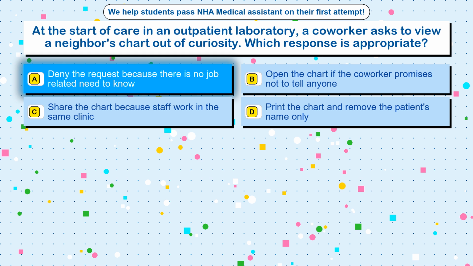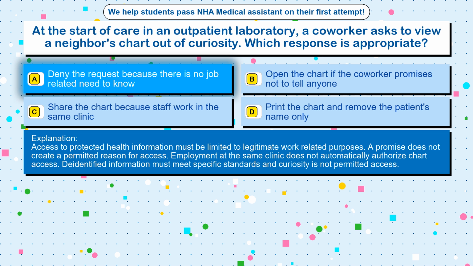Deny the request because there is no job-related need to know. Access to protected health information must be limited to legitimate work-related purposes. A promise does not create a permitted reason for access. Employment at the same clinic does not automatically authorize chart access. De-identified information must meet specific standards, and curiosity is not permitted access.